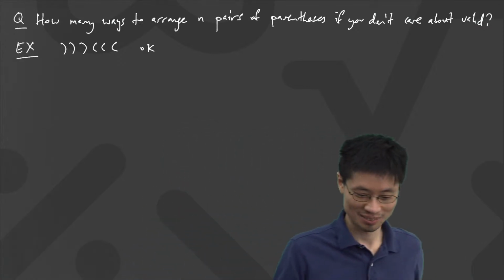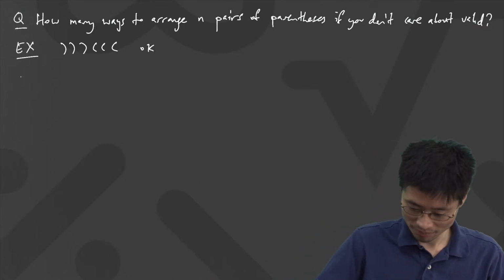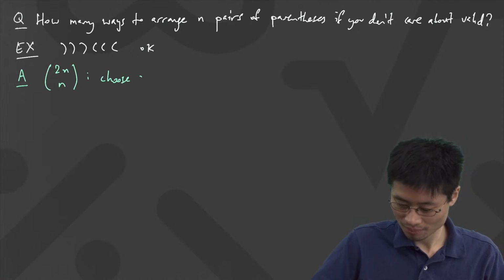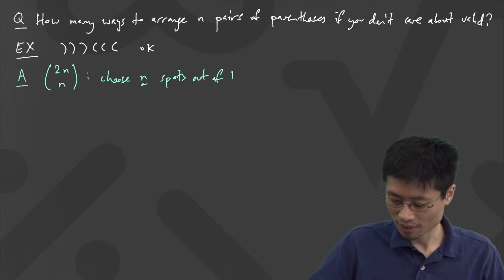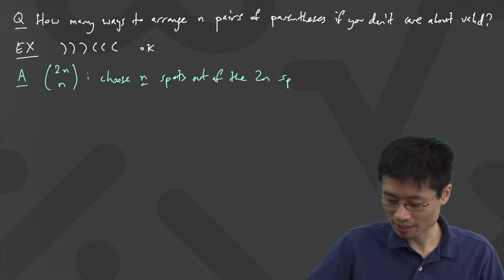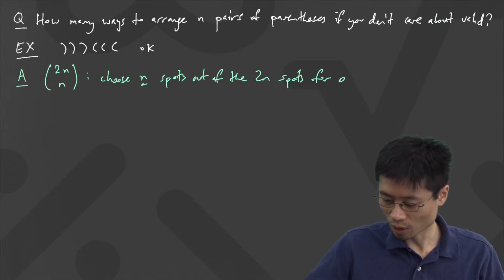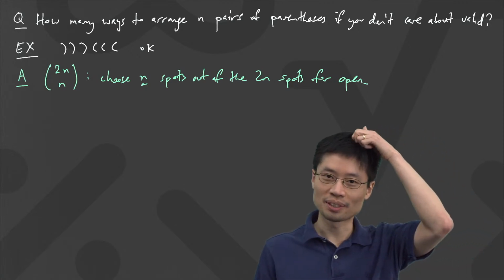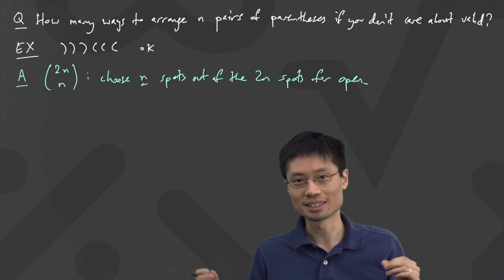Let's just do the choose n. So you can choose n spots for, say, the ones that are opening up to the right, and then put the left ones in the other spots. Yeah, choose n spots out of the 2n spots for open. So I just said that the number of ways to arrange any old parentheses is 2n choose n.